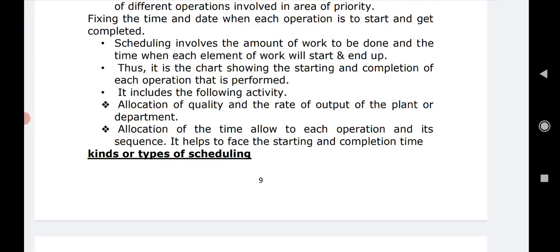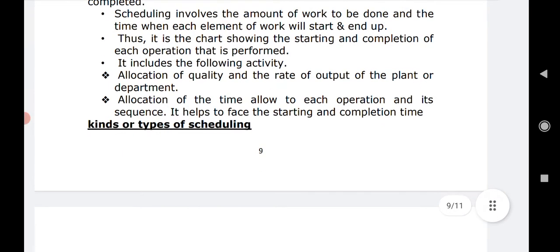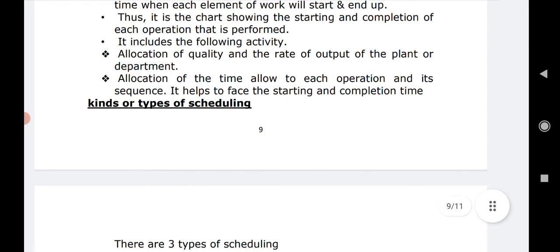Thus, scheduling involves the amount of work to be done and the time when each element of work will start and end. Everything we come to know when we are studying the scheduling chart: when it will start, at what minute it will end, and within that time period what work will be done. Thus it is the chart showing the starting and the completion of each operation that is performed in the organization or the unit, right? It includes activities like allocation of the quantity and the rate of output of the plant or department, and allocation of the time allowed to each operation and its sequence. It helps to fix the starting and the completion time, right?